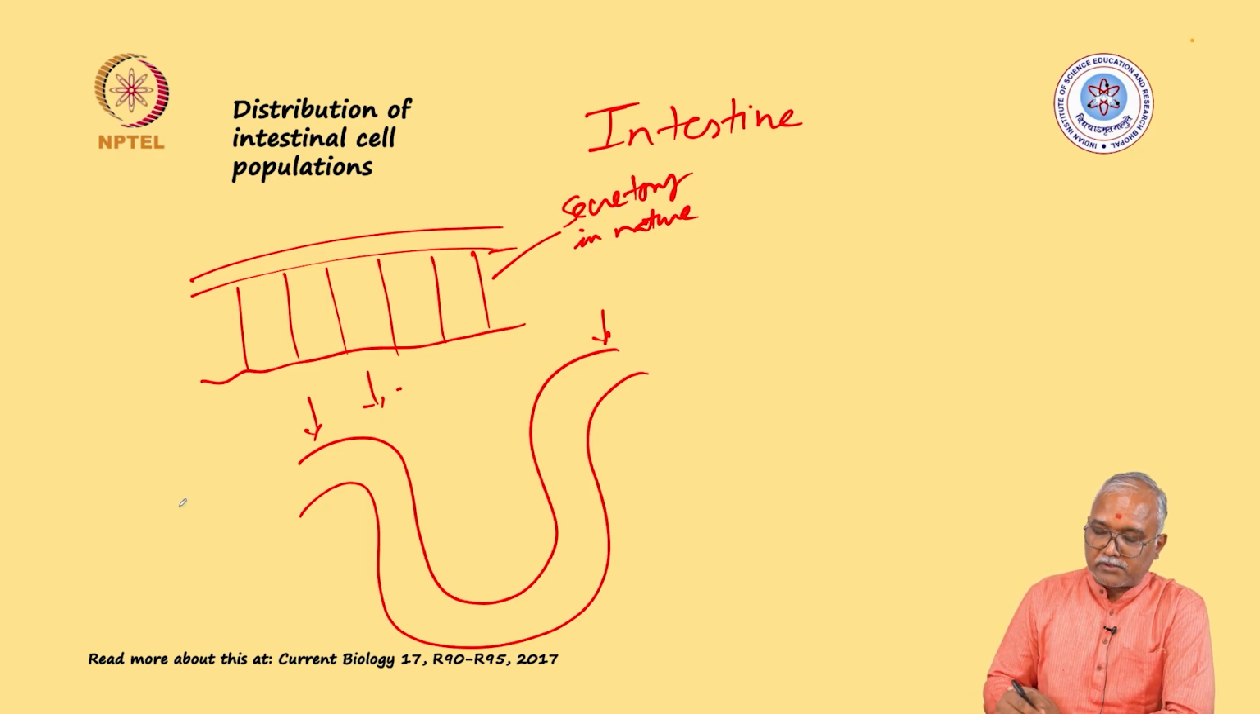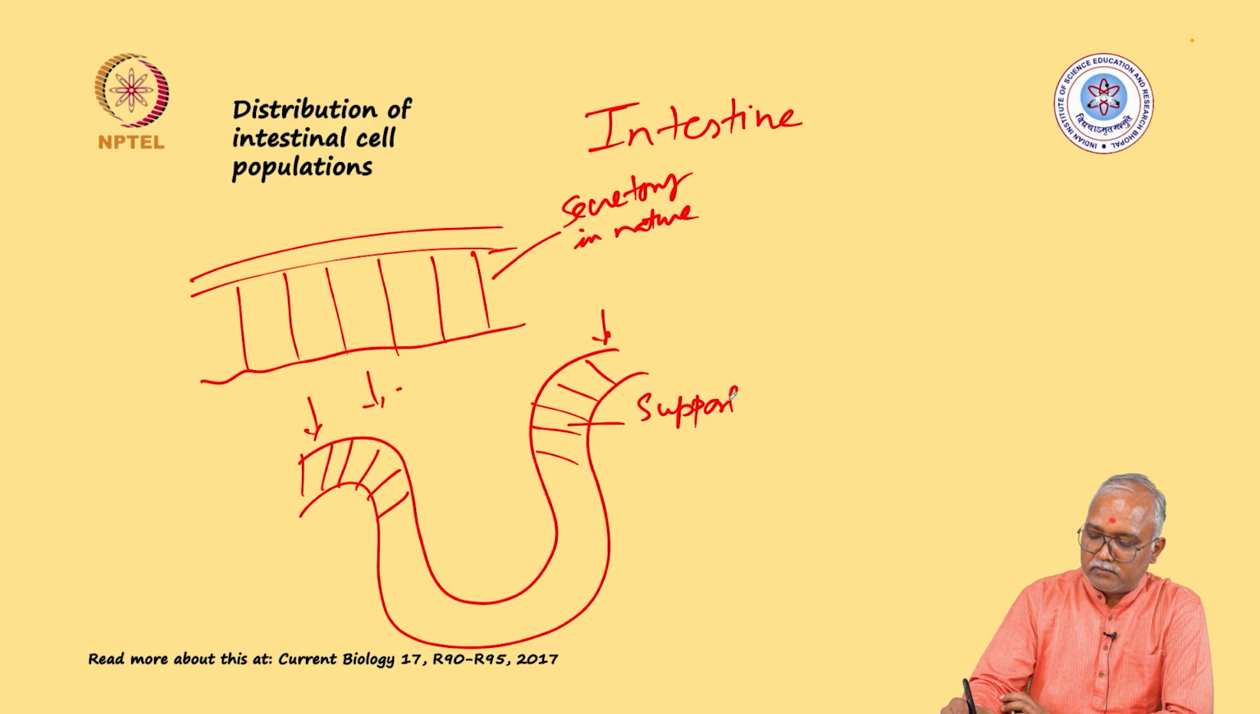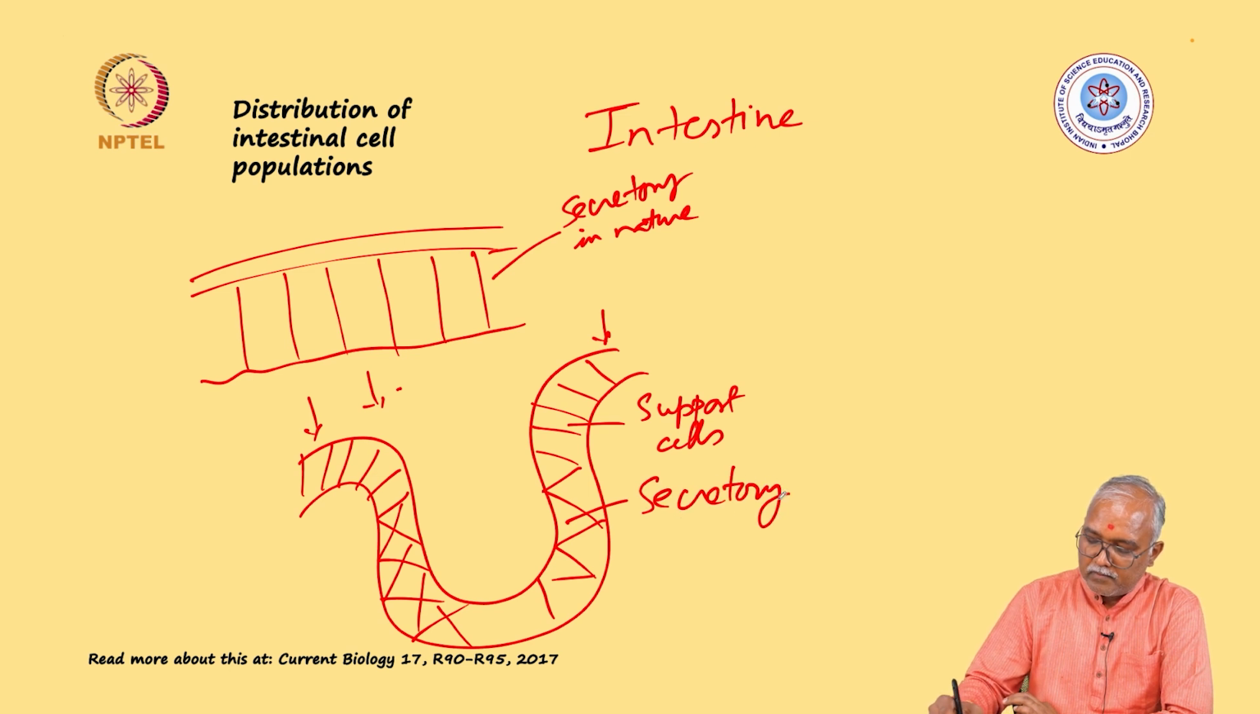The distribution of cells is very clearly understood here: you will have cells in the boundary region which are actually support cells. Then you can have another type of boundary, which could be a secretory cell, and then in between you might have a unique cell which is a kind of stem cell.